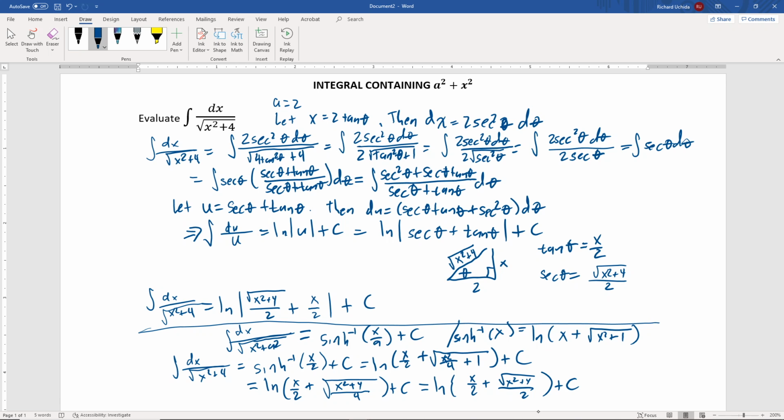And now since this x over 2 plus the square root of x squared plus 4 over 2 is going to be a positive value, we could take the absolute value signs away, so you see that those two are equal to each other.